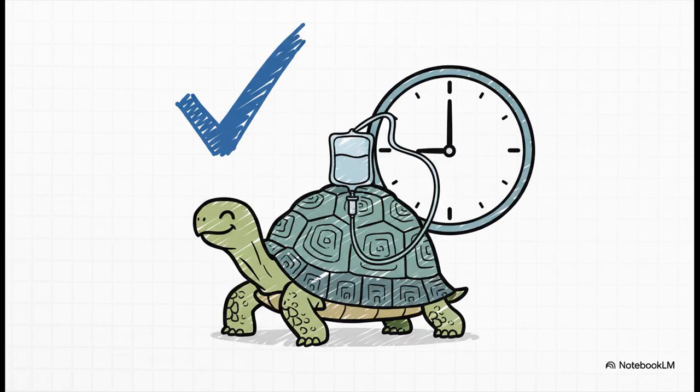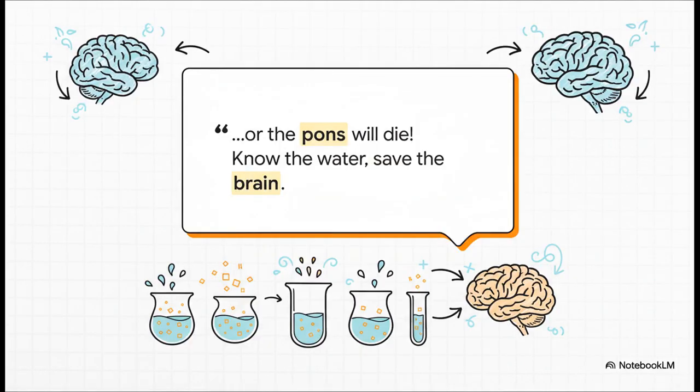Most importantly, here is the golden rule, the one you do not break. Correct it slowly. Your target is a rise of no more than 8 milliequivalents in 24 hours. You have to understand, the brain has adapted to this low sodium state, and correcting it too fast will cause a catastrophic osmotic shift. Or the pons will die. Know the water, save the brain.